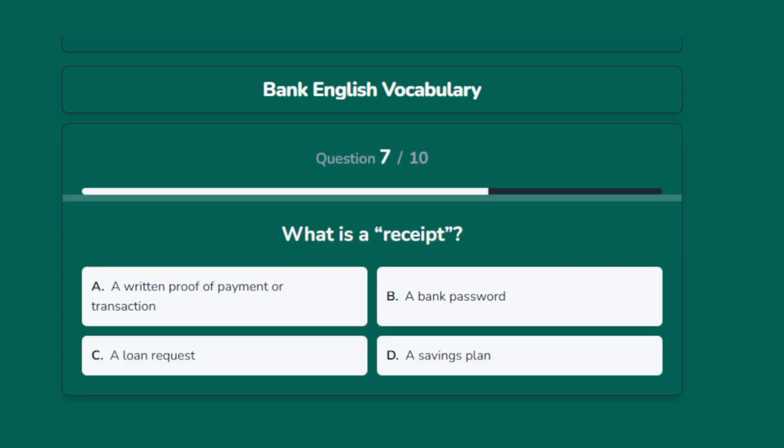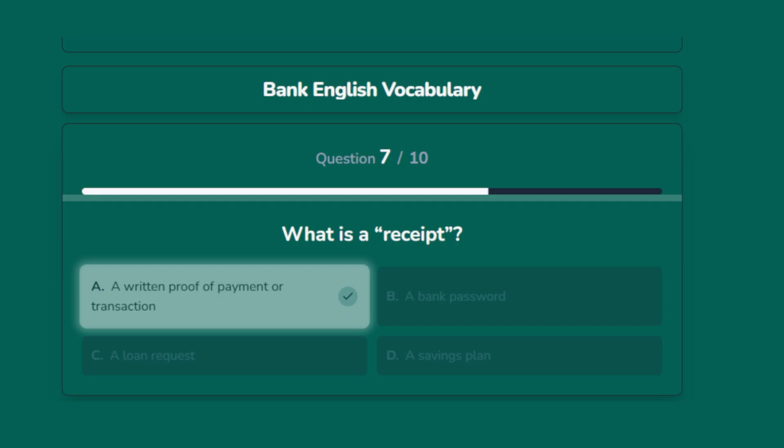What is a receipt? Options are A. Written proof of payment or transaction, B. A bank password, C. A loan request, D. A savings plan. The correct answer is a written proof of payment or transaction.